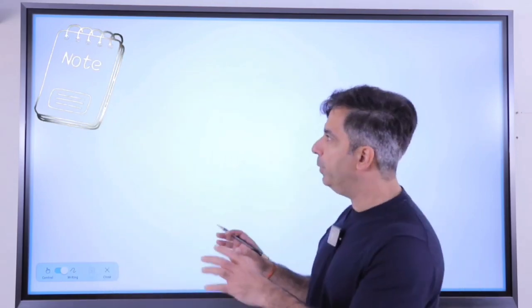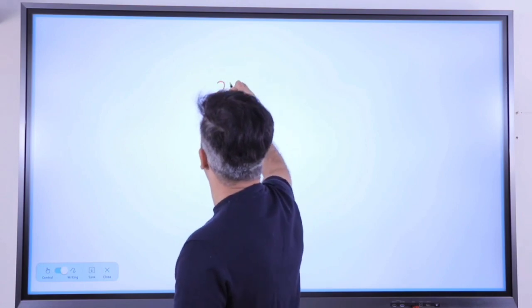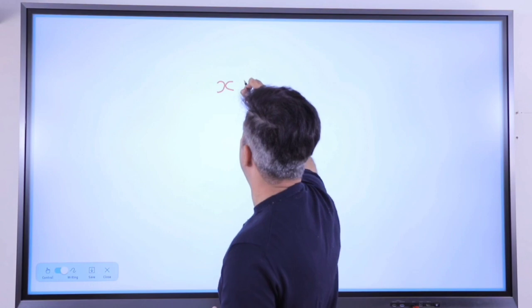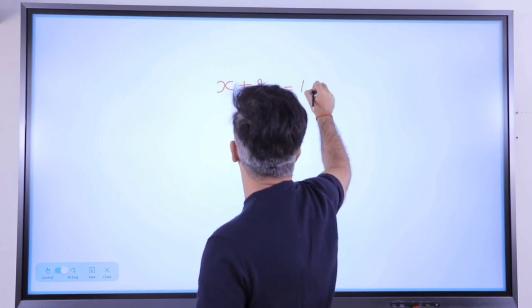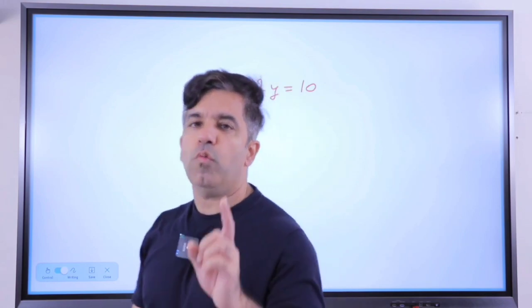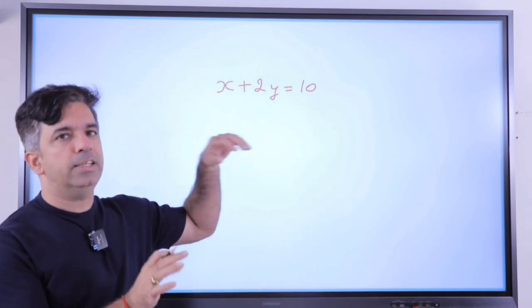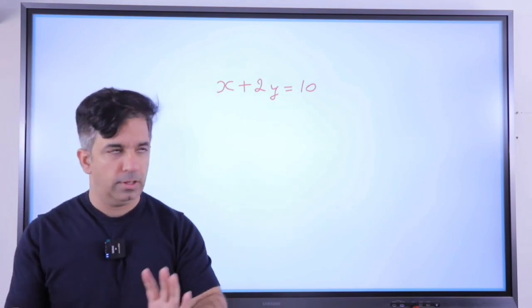So in order to discuss this logic completely, let me just take an example. Let me just take one linear equation, for example, x plus 2y is equal to 10. This is one linear equation, and we can clearly see that this is a linear equation in two variables.